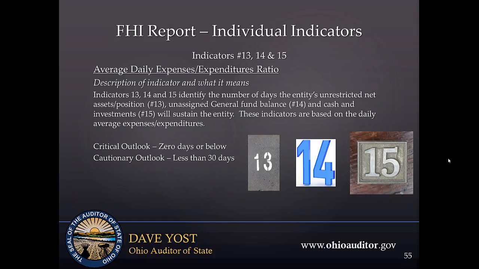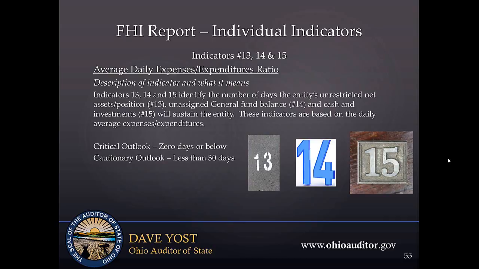Indicators 13, 14, and 15 are average daily expenses or expenditure ratios. These indicators identify the number of days the entity's unrestricted net assets under indicator 13, the unassigned general fund balance under indicator 14, and cash and investments under indicator 15 will sustain the entity. These indicators are based on the daily average expenses or expenditures. They are important because they identify the number of days the entity may operate using their unrestricted net assets or net position, their unassigned fund balance, and cash and investments. The fewer the days the entity can operate, the more financial stress they are under. These indicators provide an early indication of an entity's need to adjust their financial or expenditure planning.